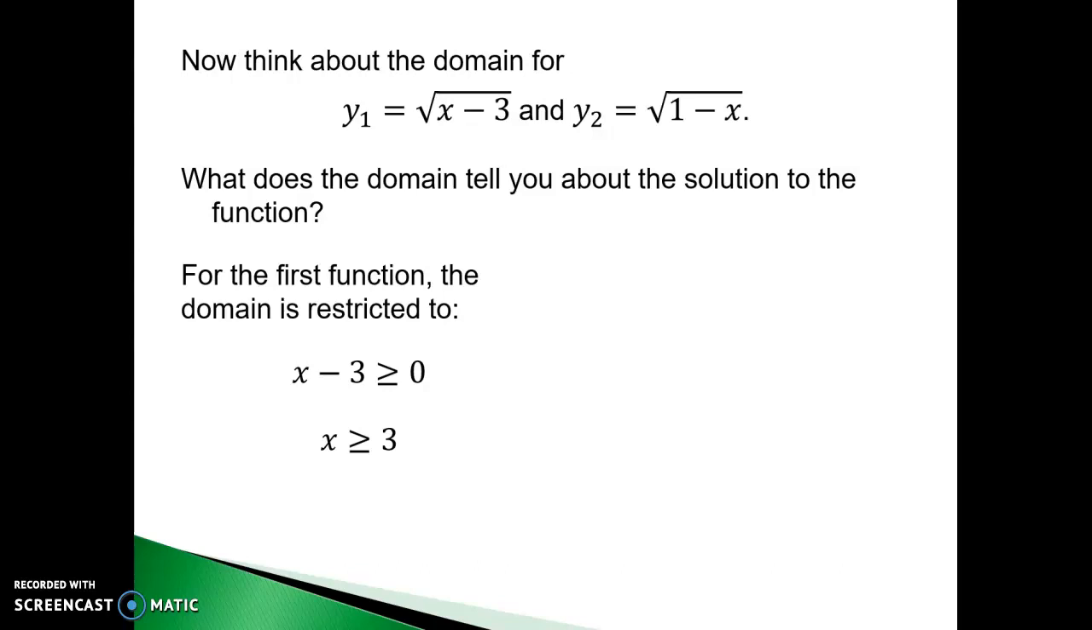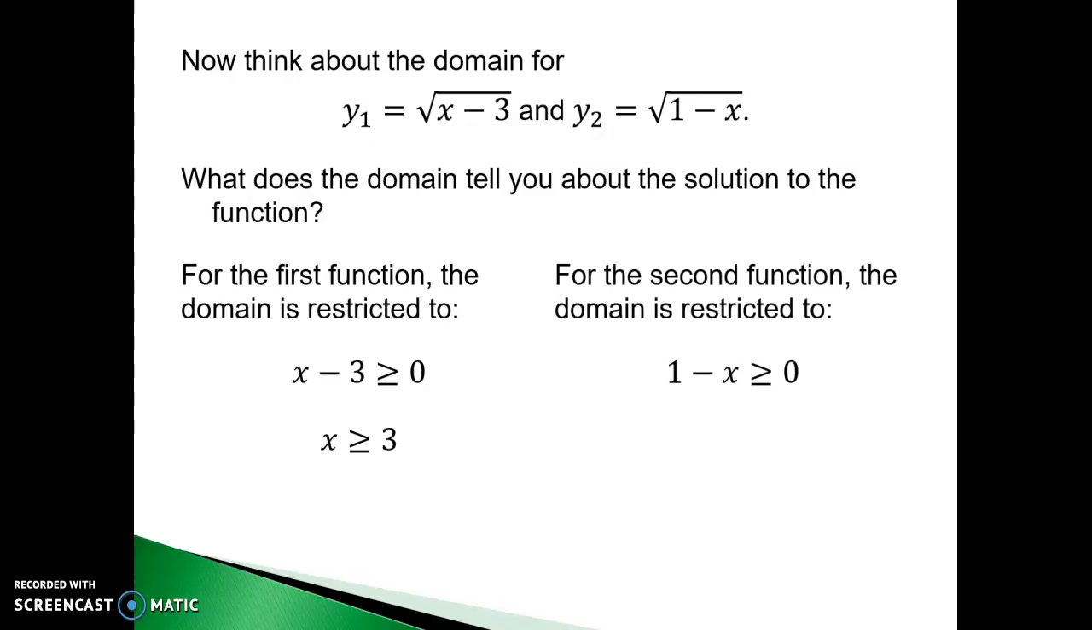So in the second function, we have the square root of 1 minus x. So for that to be a real answer, that means that 1 minus x has to be greater than or equal to 0. So if I subtract the 1 from both sides, remember that we'd be dividing by a negative next, and so that would flip my inequality. So I end up with x is less than or equal to 1. If you don't believe me, go ahead and take a moment to solve that.